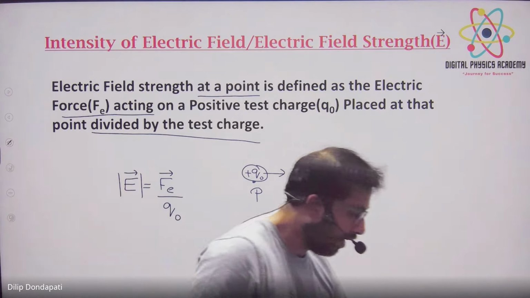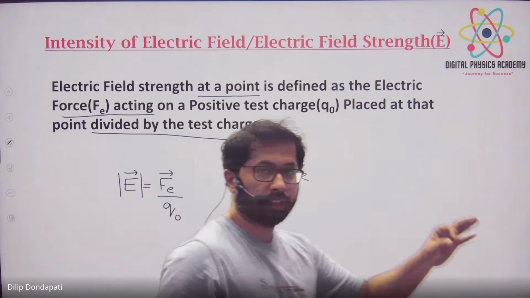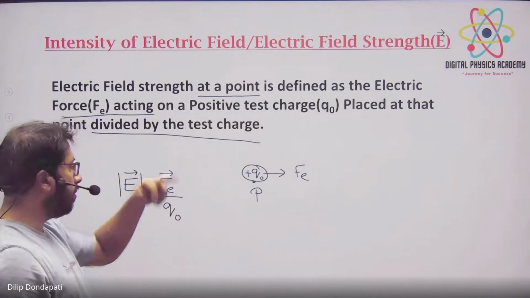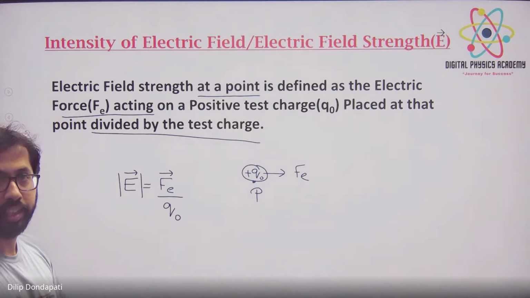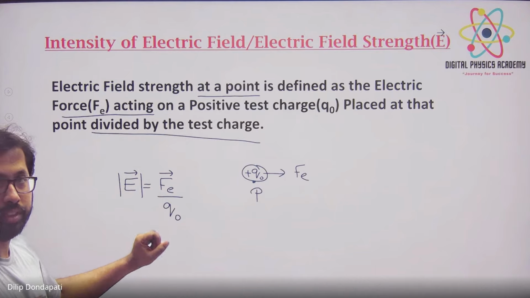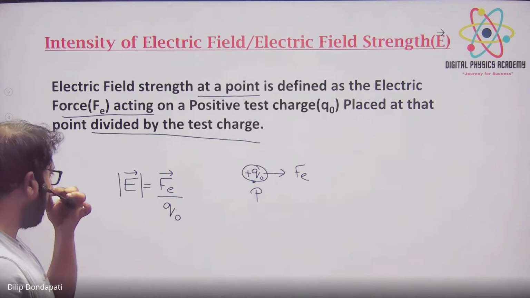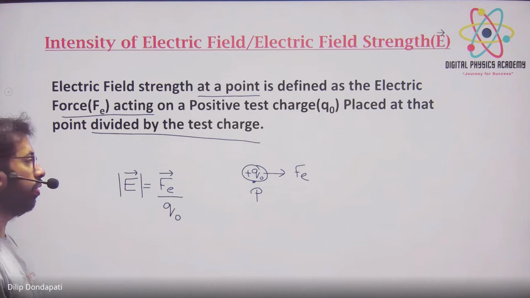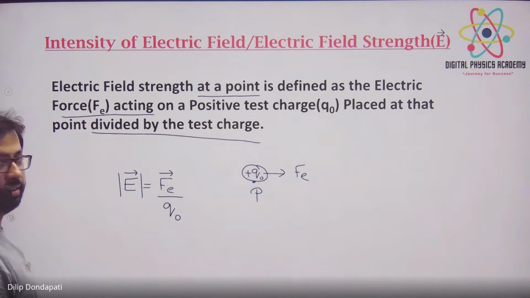Understood? How to find electric field strength? Just put a test charge at that point and calculate the force acting on the test charge divided by the test charge. And by seeing the formula, can you tell me the SI unit of electric field strength? Newton per Coulomb. And dimensions?